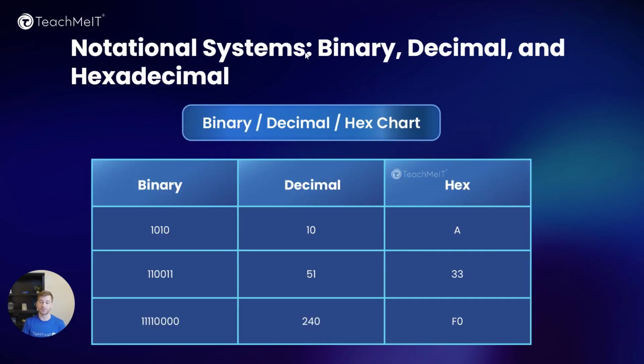Next is notational systems, including binary, decimal, and hex. This is what each of these would look like. So binary might be 1010, which would equal decimal 10, and in hex format, that would be A. Binary 110011 would be 51 in our number system and 33 in hex. Binary 11110000 would equal 240 in the way we commonly understand numbers, and in hex format, that would be F0. These are just examples. Again, don't memorize these specific conversions, but just understand we can convert binary to decimal to hex and back and forth.